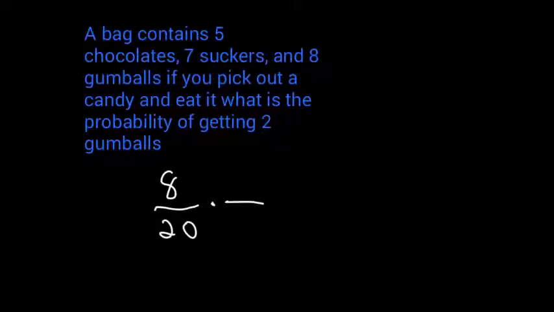And then we take a gumball out, we eat it. Hopefully you didn't swallow it. But there's only 7 gumballs left, and there's only 19 things left in the bag because we took one thing out. So now we have to multiply this. So 8 times 7 is 56. And 20 times 19, it's going to be like 2 times 19, which 2 times 9 is 18, carry the 1, 2 times 1 is 2, plus 1 is 3, so that'd be 380. So your probability would be 56 over 380.